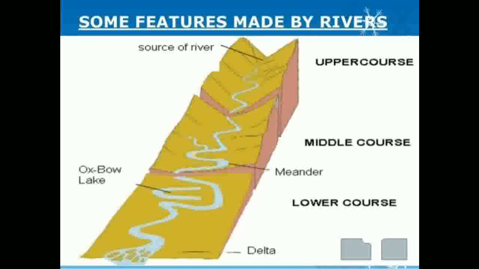In the lower course of a river at the mouth stage, due to heavy deposition, the river makes deltas, which are basically triangular in shape. It resembles the mathematical symbol delta. That's why these features are called deltas.